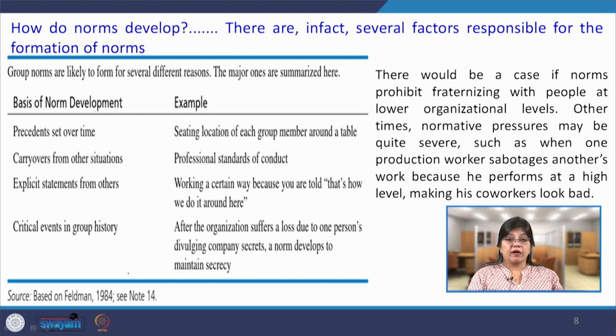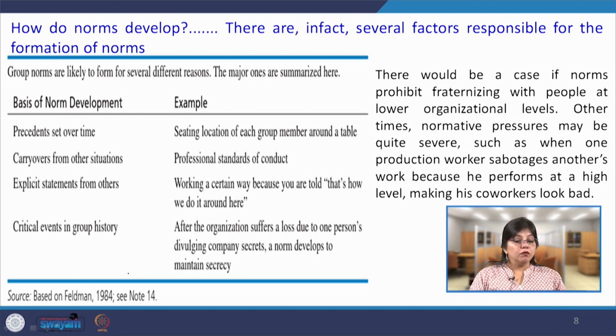So, the first factor in why norms are formed is precedents set over time. Seating location of each group member around a table. Whenever we are meeting, people take up their own seats, which unofficially and informally are the designated seats of all the group members.